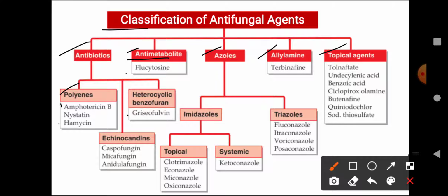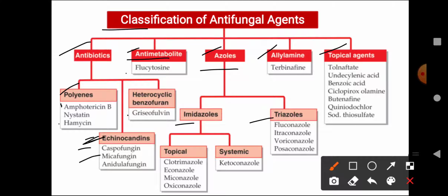And the antibiotics among the antifungal agents are again classified, apart from the polyenes and heterocyclic benzofurans. Another class is the echinocandins. Examples for these echinocandins are micafungin and caspofungin. In case of azoles, these are classified as imidazoles and triazoles.